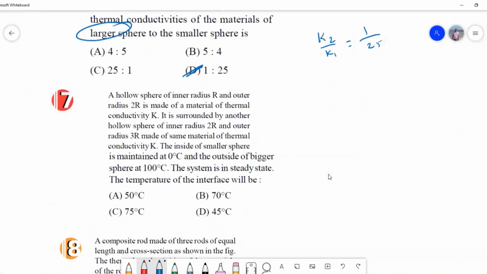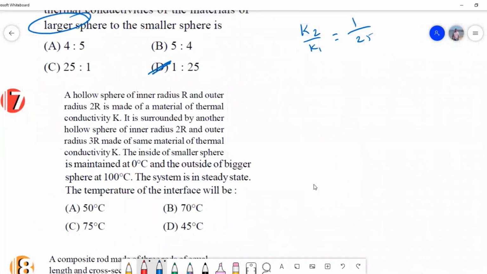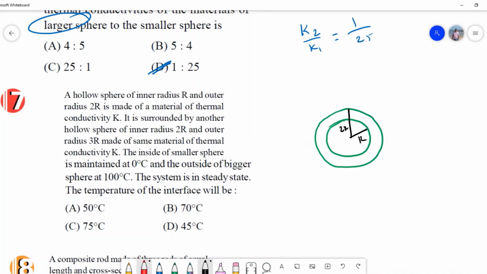Now let's move on to problem number 7. A hollow sphere of inner radius R and outer radius 2R. So let us draw a diagram again. There is a sphere, and it's a hollow sphere. The inner radius is given as R and the outer radius is given as 2R. It is filled with a material of thermal conductivity, let's take K.